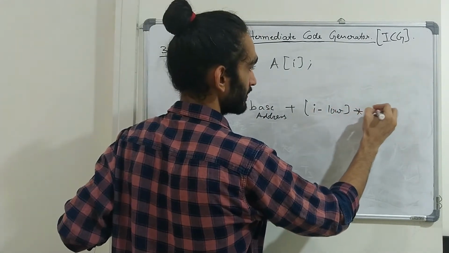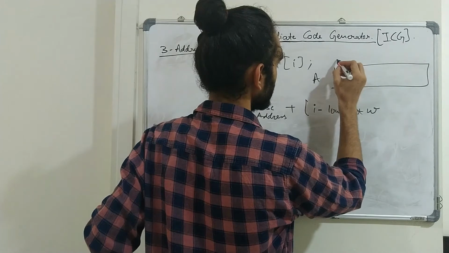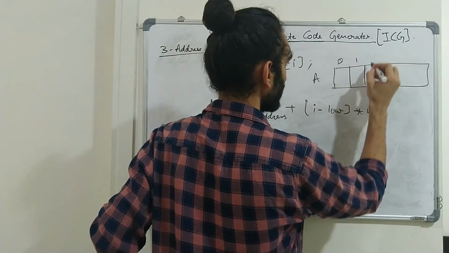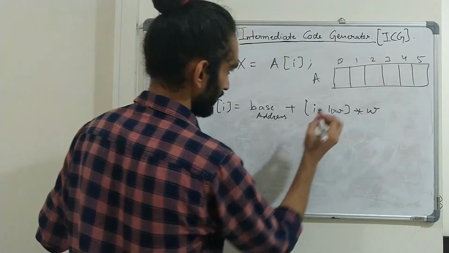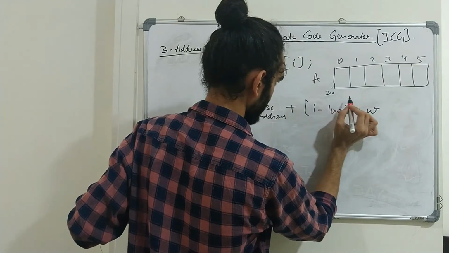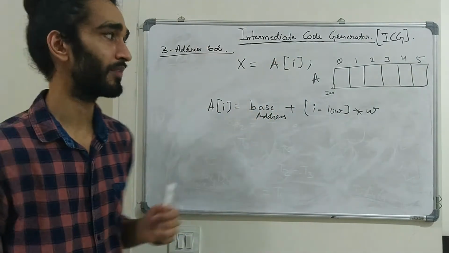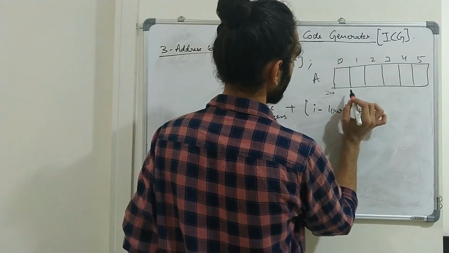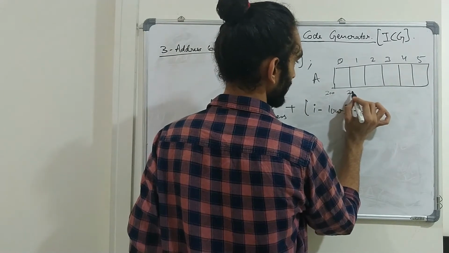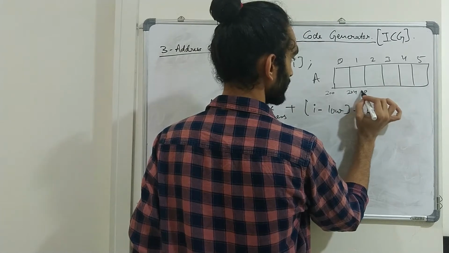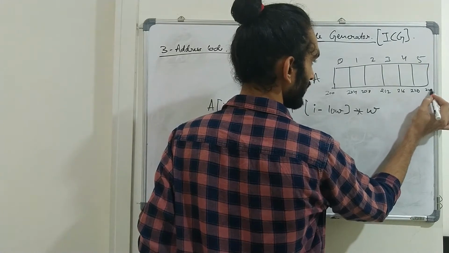Let's consider this, like this is your array A, this is your 0th position, 1, 2, 3, 4, 5, right? And suppose the base address of this is 200, and suppose I am declaring this array as an integer array, right? So the size of one cell is going to be 4 bytes. The word size is 4 bytes. So this is going to be 204, 208, 212, 216, 220 and 224.